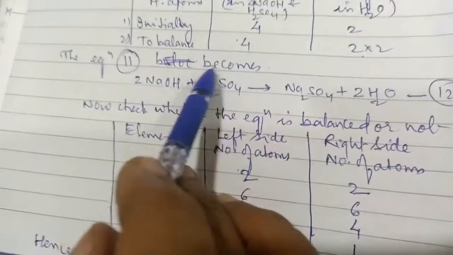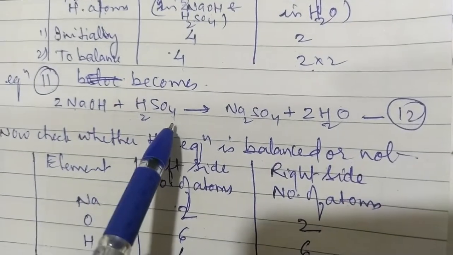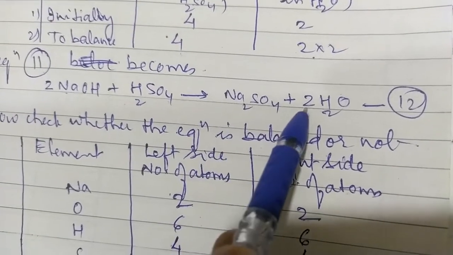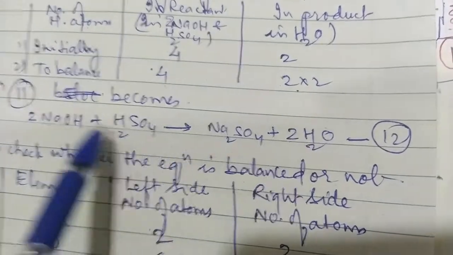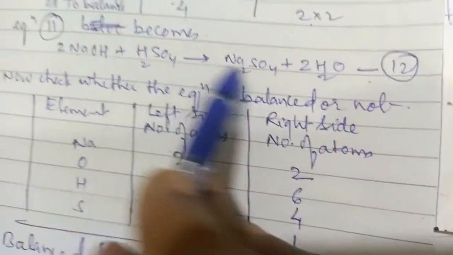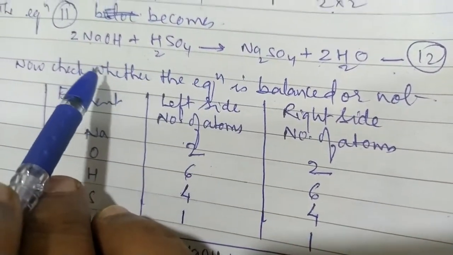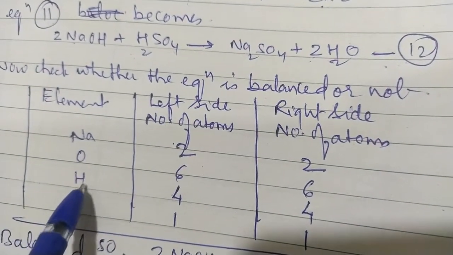So this equation, the above equation number 11, will become 2NaOH plus H2SO4 gives Na2SO4 plus 2H2O. I have added the 2. Okay. So the equation becomes 12 in this manner. Okay. Now we got this equation. Now let's check whether this equation is balanced or not. So what we have to do? We have to just write the equation again. Sodium and oxygen, hydrogen and sulfur.